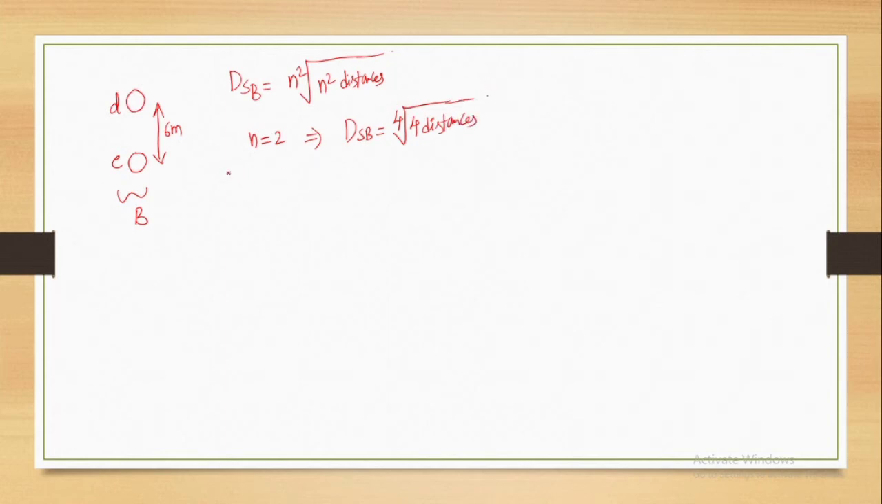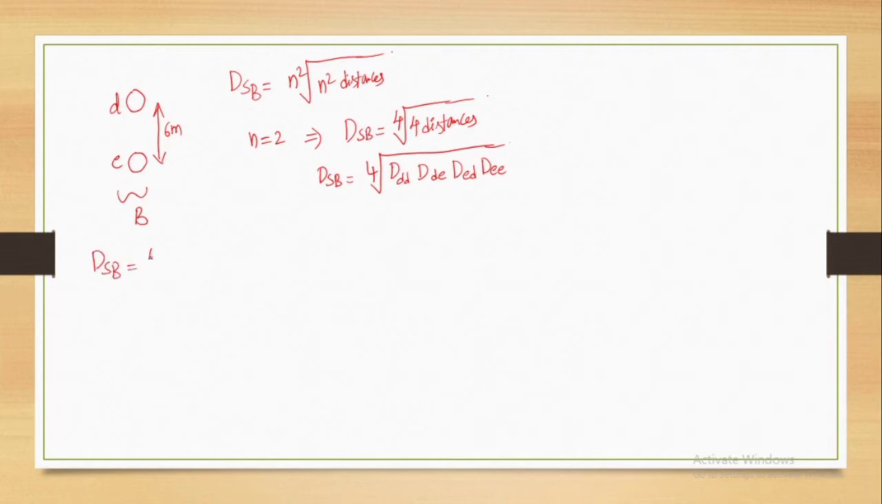Now let me write DSB is equal to the 4th root of... what are the 4 distances? D to D is one distance, D to E is the second distance, E to E is the third distance, E to D is the 4th distance. So you can write D to D, D to E, E to D, E to E. Right?